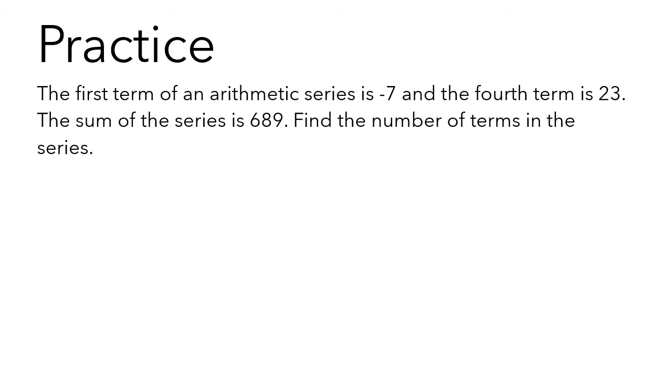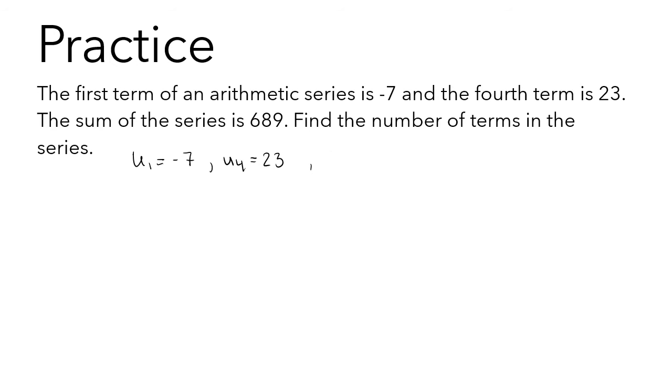Okay, in this problem we're told the first term of an arithmetic series is negative 7 and the fourth term is 23. We're also told the sum of the series is 689, and we're asked to find the number of terms in the series. Let's write out what we know. u1 is equal to negative 7, and u4 is equal to 23.